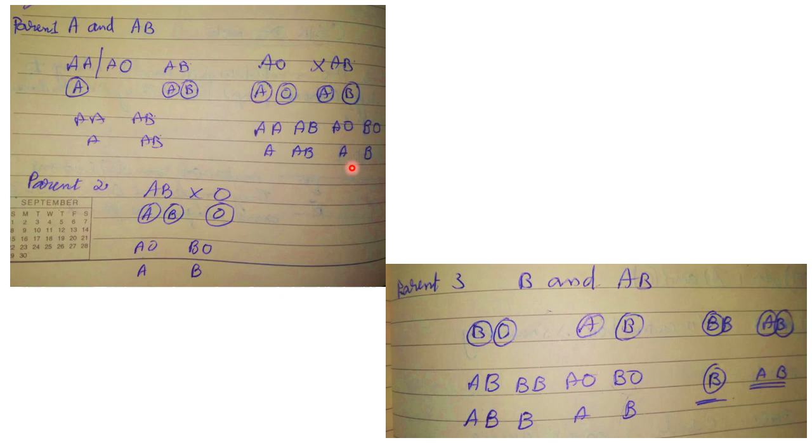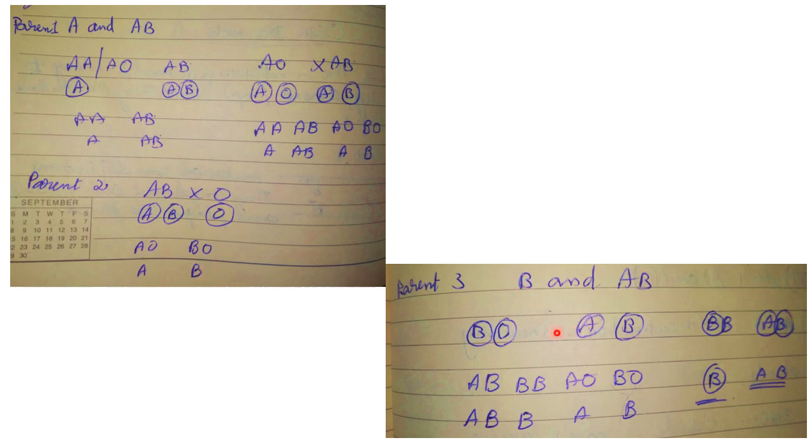Now parent set 2, AB and O. You have only two genotypes, AB and O. So you will get either A or B as blood group for your children.